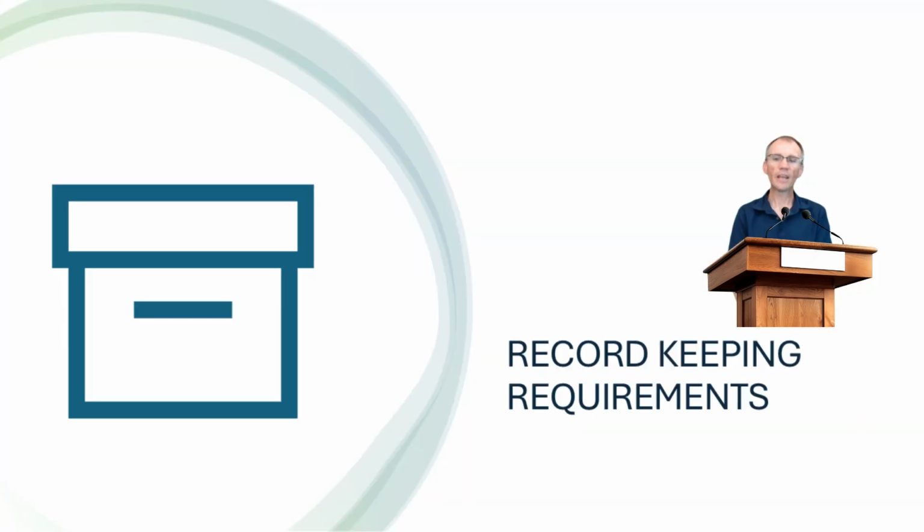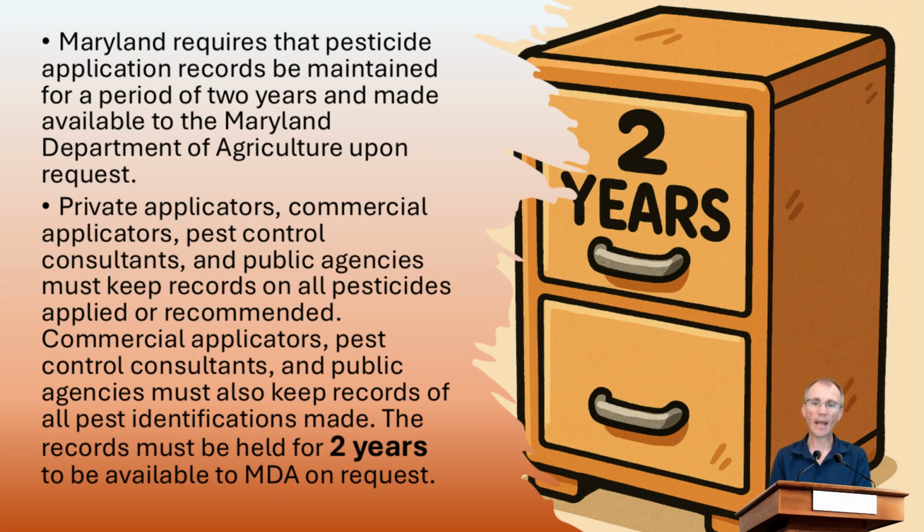Let's talk about record-keeping requirements. Maryland requires that pesticide application records be maintained for a period of 2 years and made available to the Maryland Department of Agriculture upon request. Private applicators, commercial applicators, pest control consultants, and public agencies must keep records on all pesticides applied or recommended. Commercial applicators, pest control consultants, and public agencies must also keep records of all pest identifications made. The records must be held for 2 years to be available to MDA on request.